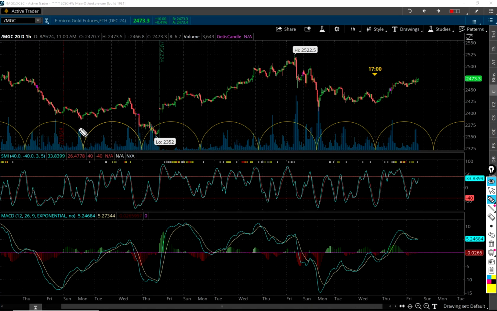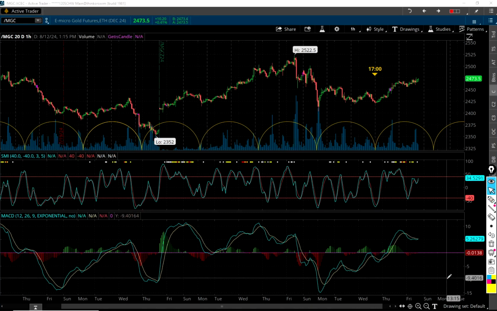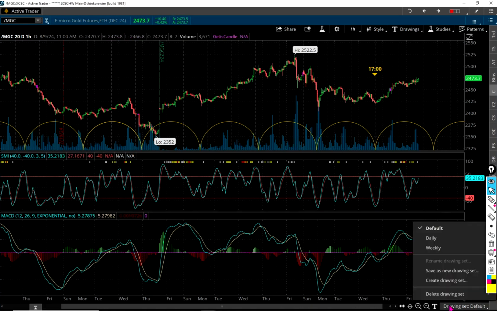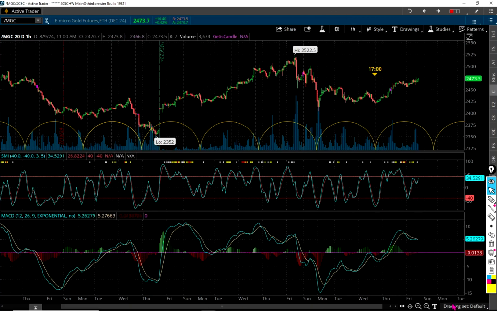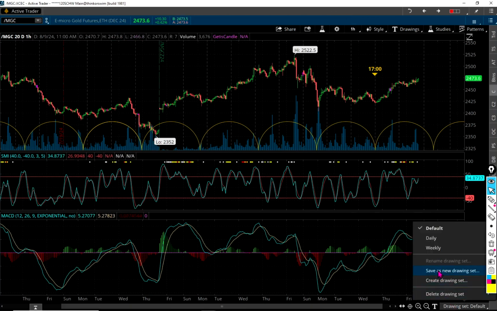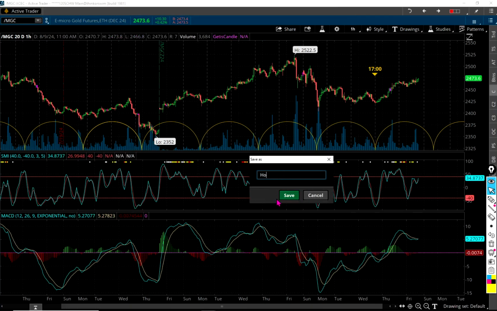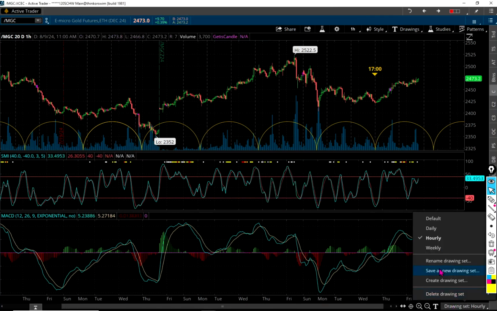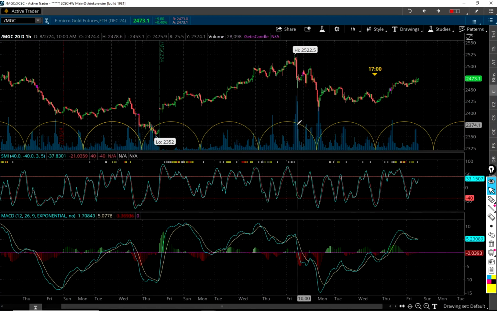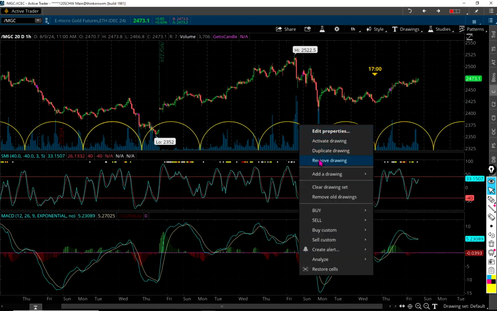And what we're looking for is any place on this chart. Let me just start. Let me save this as hourly, and I'm going to show you how I do this from the beginning because this is really important. This is how I make money in the market. Hourly. So I got that saved. I'll go back to default. Now I can delete these cycles because I know I can get them back.